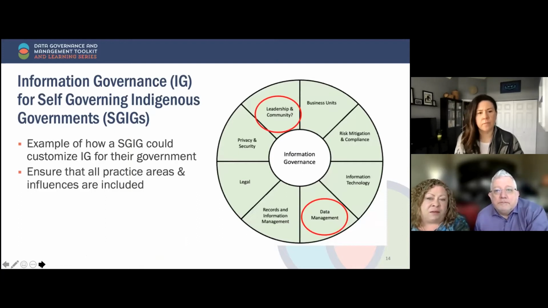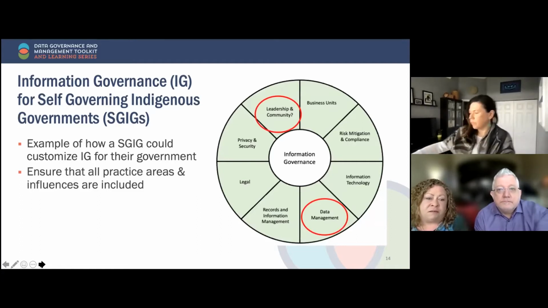And I know that with Indigenous governments, leadership and community has a lot more influence than you would have in a regular municipality. So it's a special government. So I think we need to create an information governance graphic that reflects the Indigenous government.